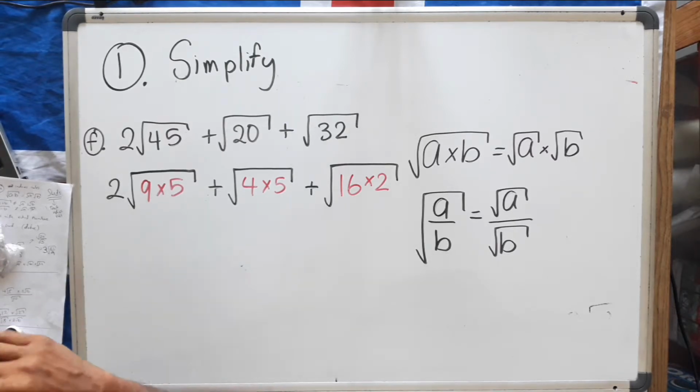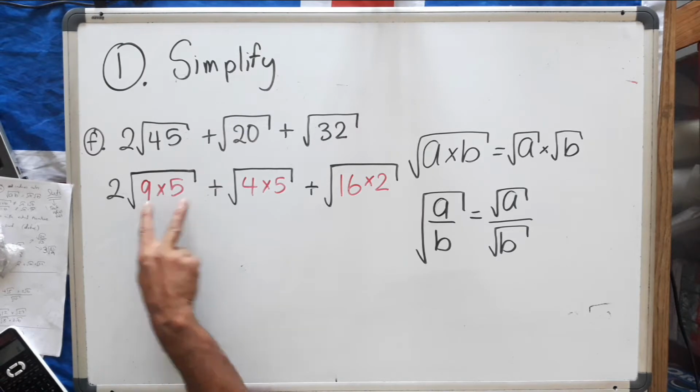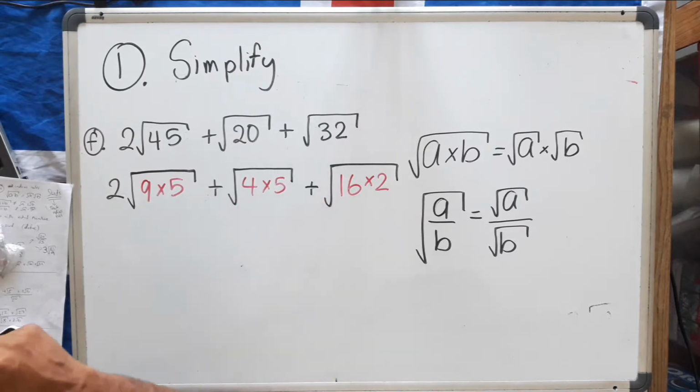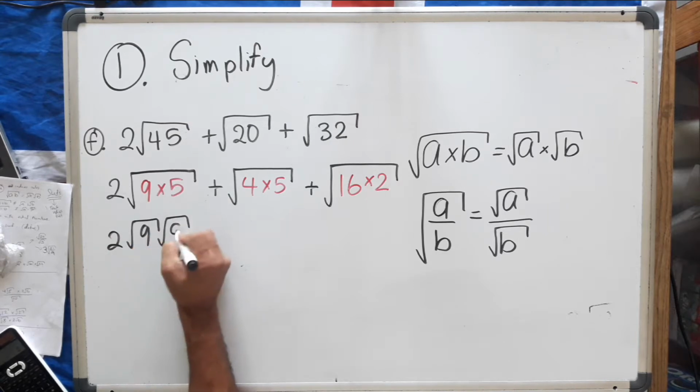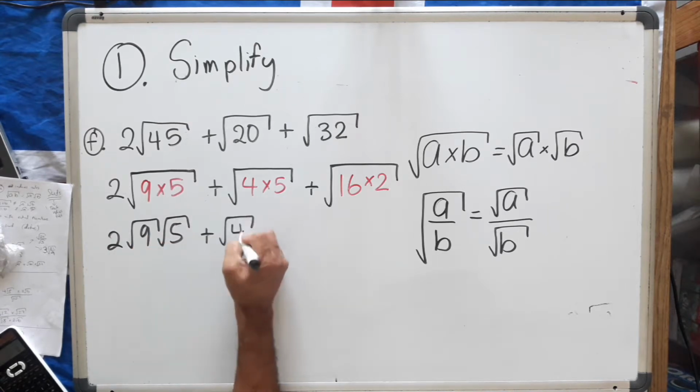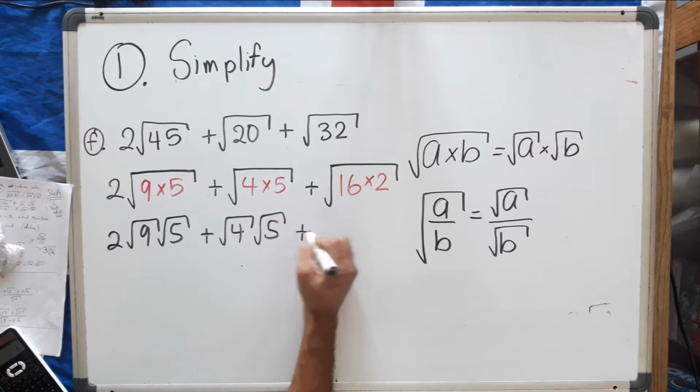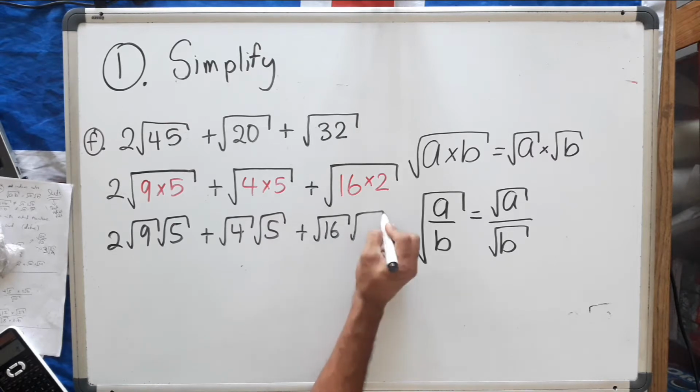Right, so let me write this back. Remember, everybody here is going to get their own square root. So it's going to be 2 square root of 9, square root of 5, plus square root of 4, square root of 5, plus square root of 16, square root of 2.